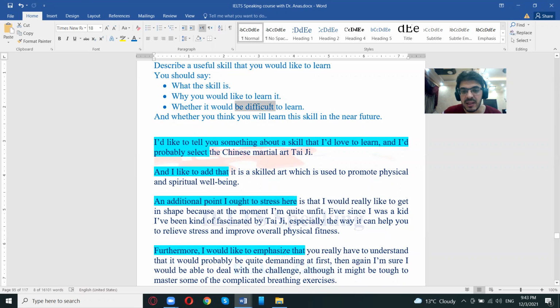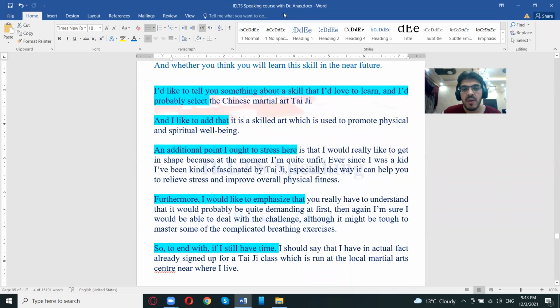The third point, it is difficult. Okay. Furthermore, I would like to emphasize that you really have to understand that it would probably be quite demanding at first. Then again, I'm sure I would be able to deal with a challenge, although it might be tough to master some of the complicated breathing exercises.